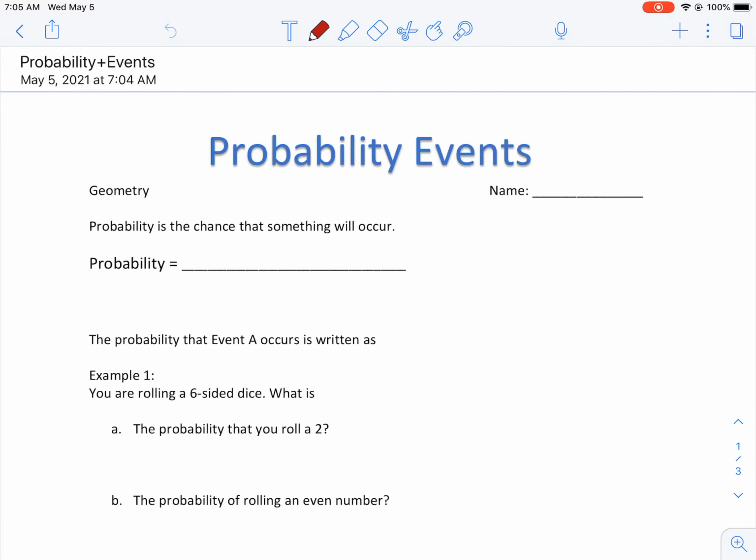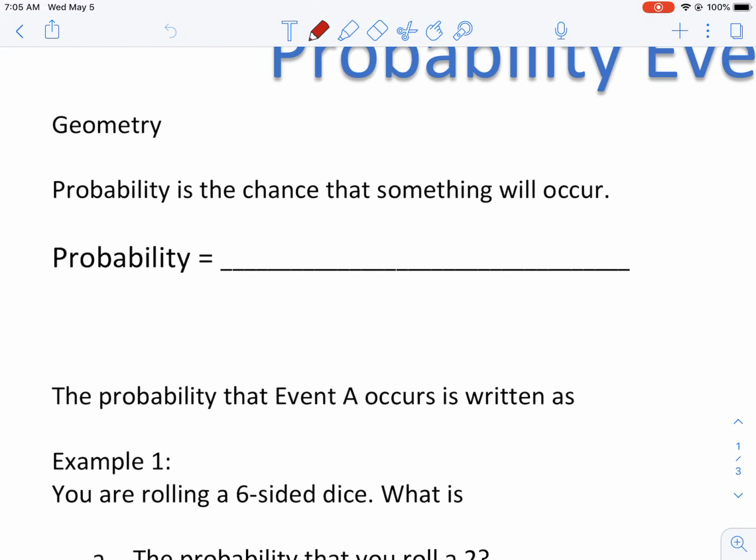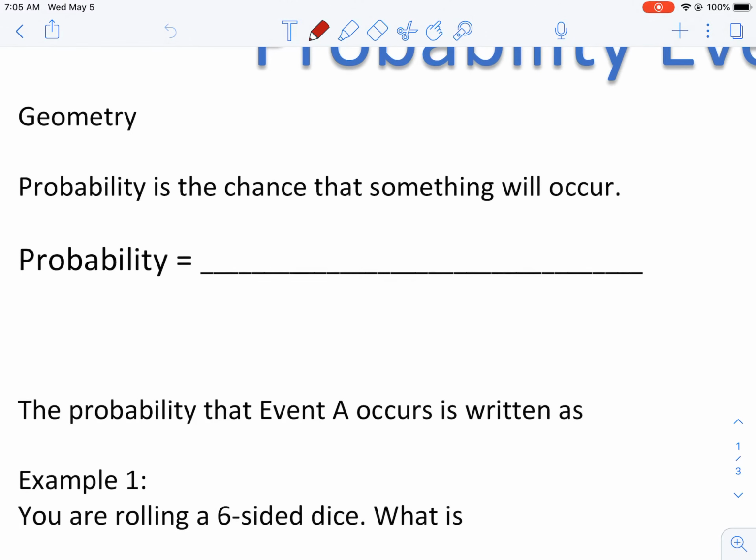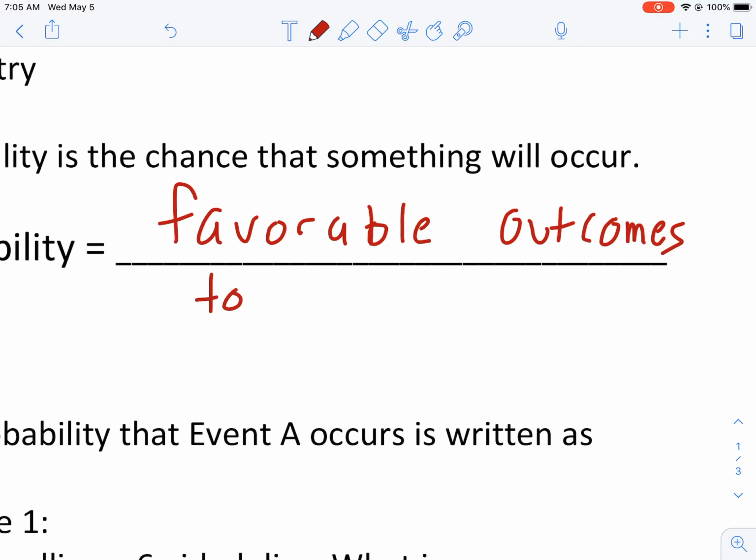Hello, this is going to be a quick video over the beginning of probability, okay? So probability is the chance basically that something will occur, all right? A lot of probability is looking at events, okay? And essentially how you calculate probability is that probability is the number of favorable outcomes divided by the total outcomes.